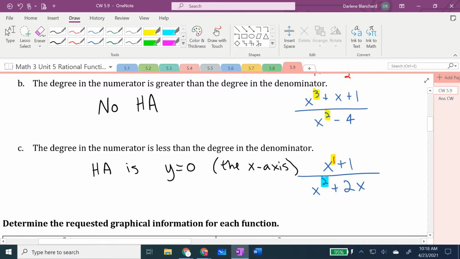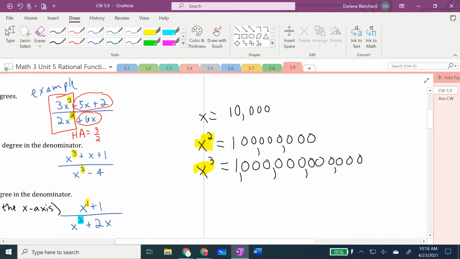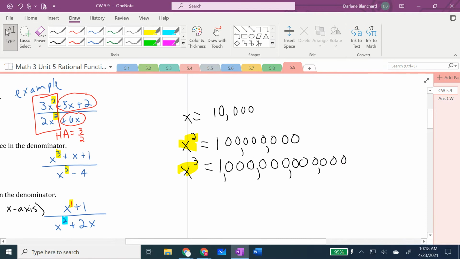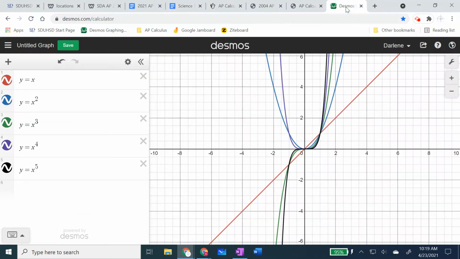And I want to point out to you again, I talked about this issue yesterday, as far as if you are dealing with a large x, x squared and x cubed are so much larger. I want to show you with a Desmos graph a little bit more. So take a look. I have y equals x, x squared, x cubed, x to the 4th, and x to the 5th, all in different colors.